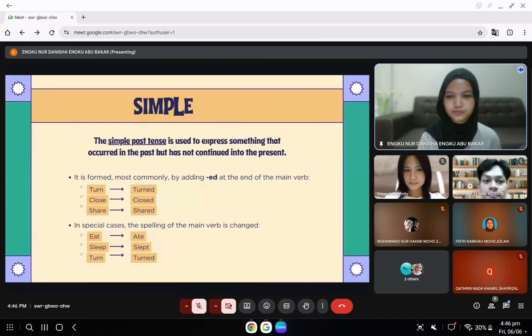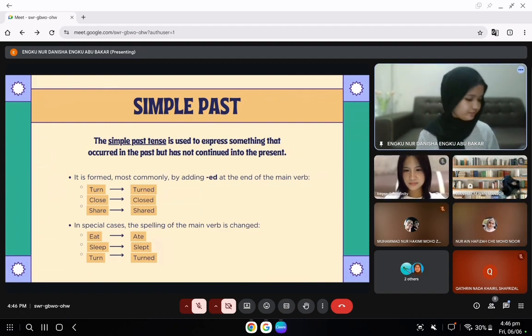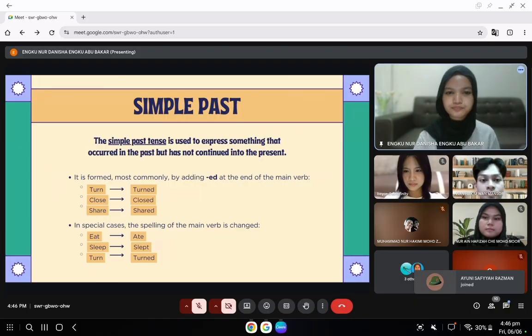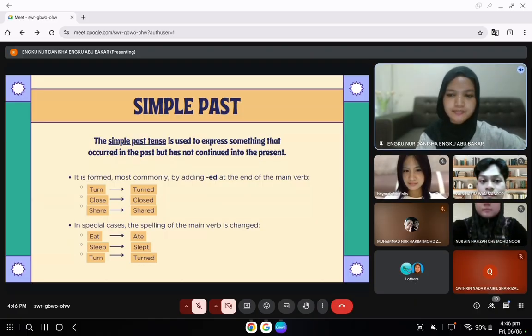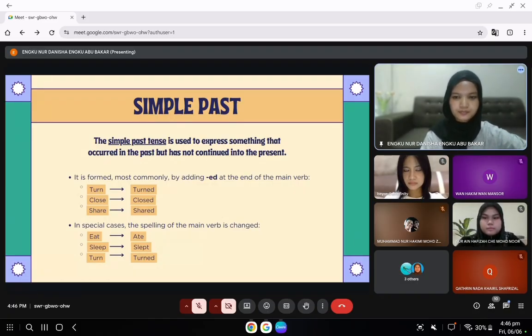Okay, so simple past tense. Are you familiar with simple past tense? Yes. So today we will learn about simple past tense to recover your memory, okay? The simple past tense is used to express something that occurred in the past, but it has not continued into the present.